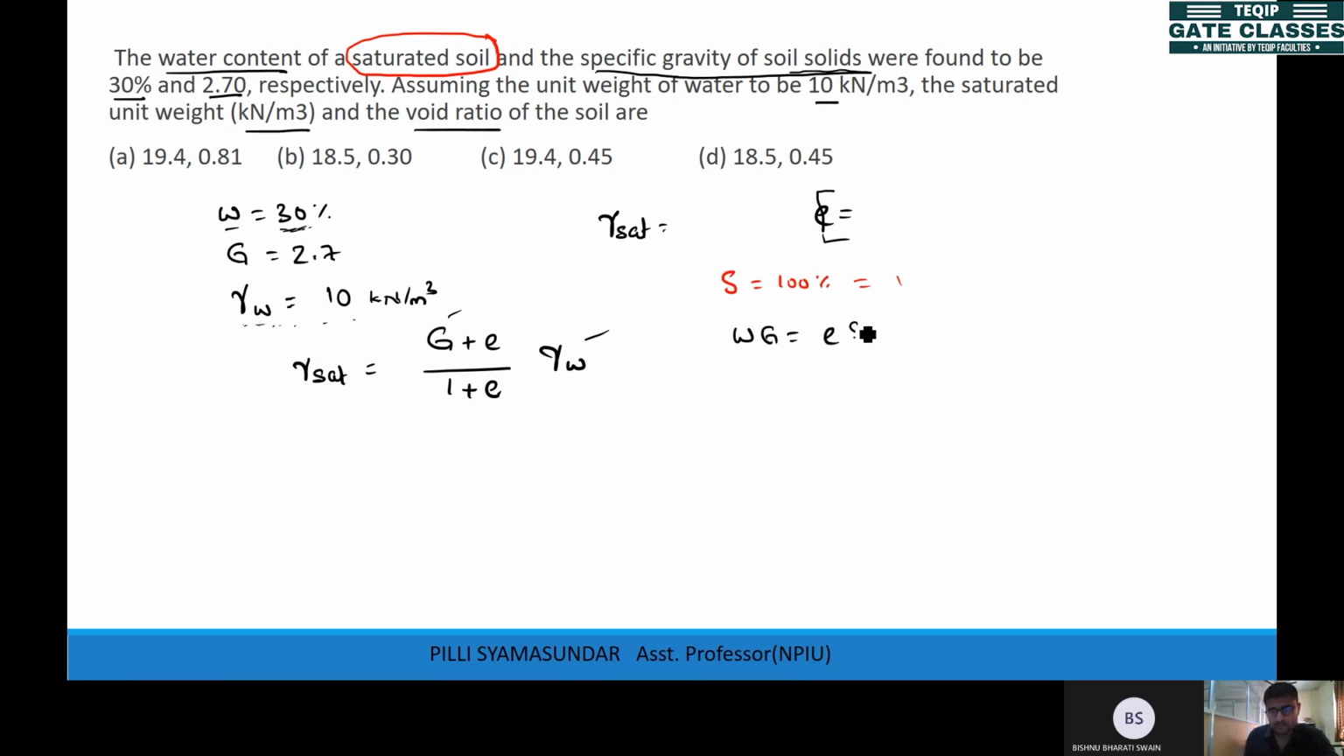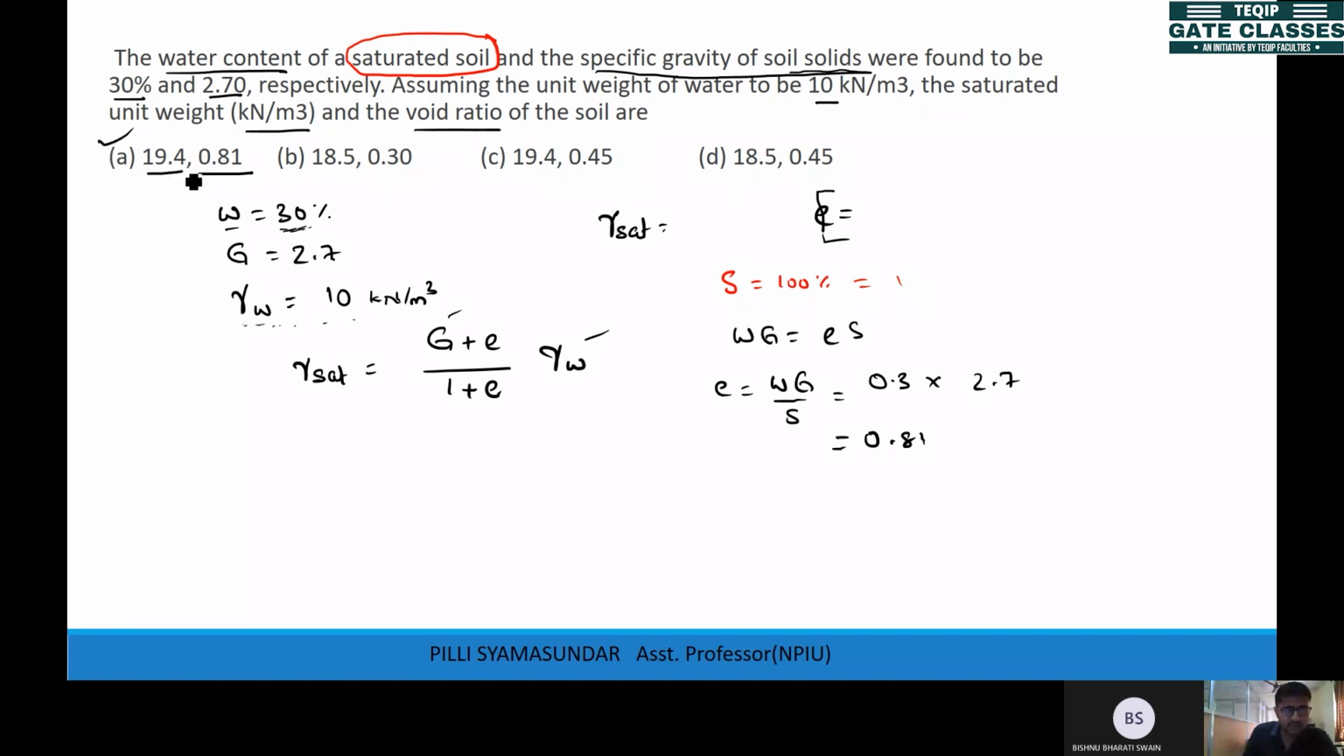W G is equal to E times S. So E is equal to W G by S. S is 100%, W is 30%, that means 0.3, and G is 2.7. So this is 0.3 into 2.7, which is equal to 0.81. Right? So you see the answer for E. Among the options 0.45, 0.45, 0.3, 0.81, you have only one value here, so automatically this is the answer.